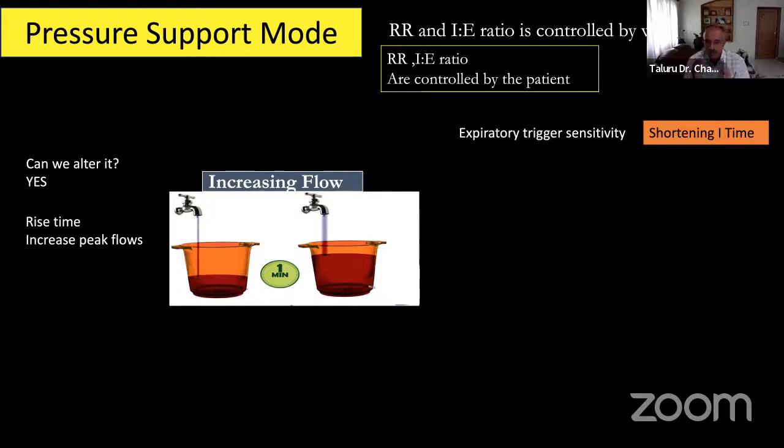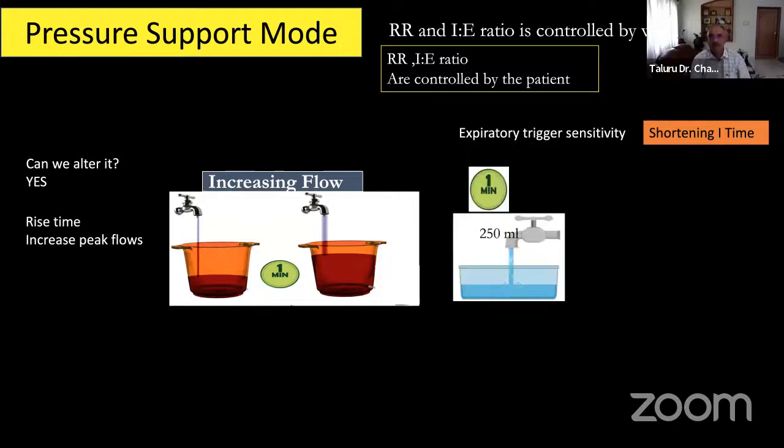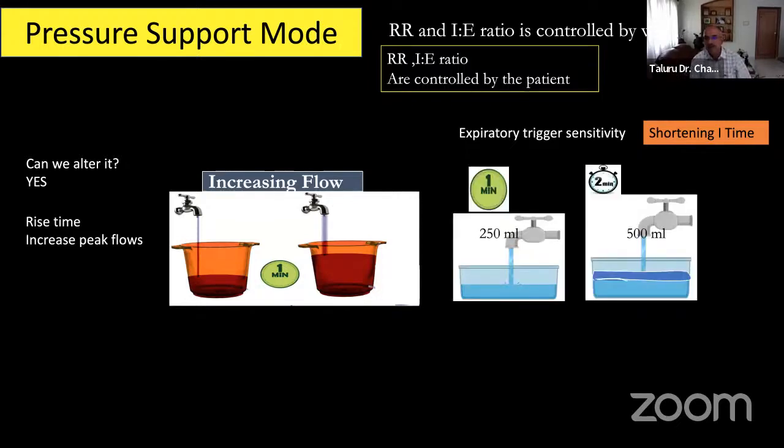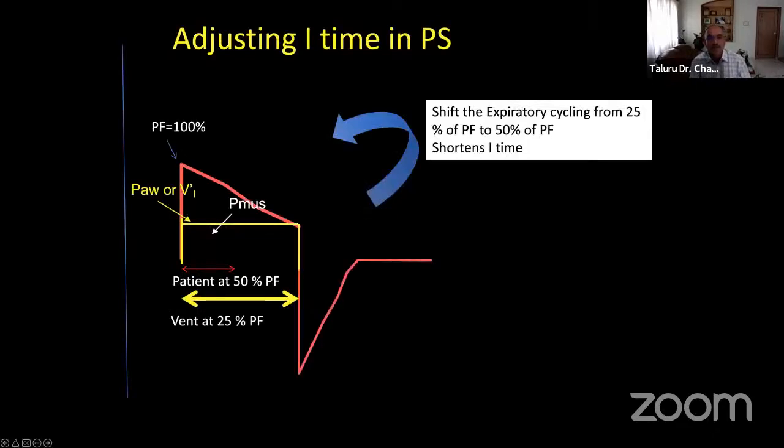So how can you shorten the inspiratory time in a COPD patient in a pressure support mode? Your understanding should be by increasing the flow, one, or by increasing the time. But we don't want to do this. We want to do this in an ARDS patient. But here we want to deliver the tidal volume in a shorter duration and also cut the inspiratory time. To cut the inspiratory time, see, at 100%, when it comes to 25%, it changes.